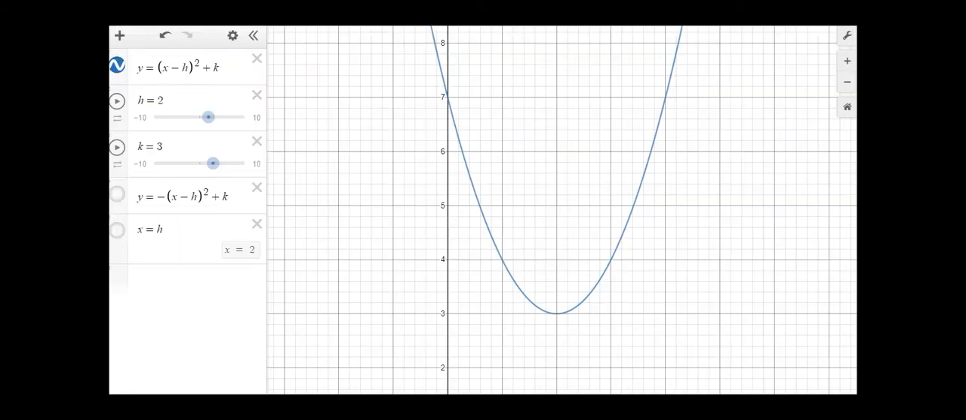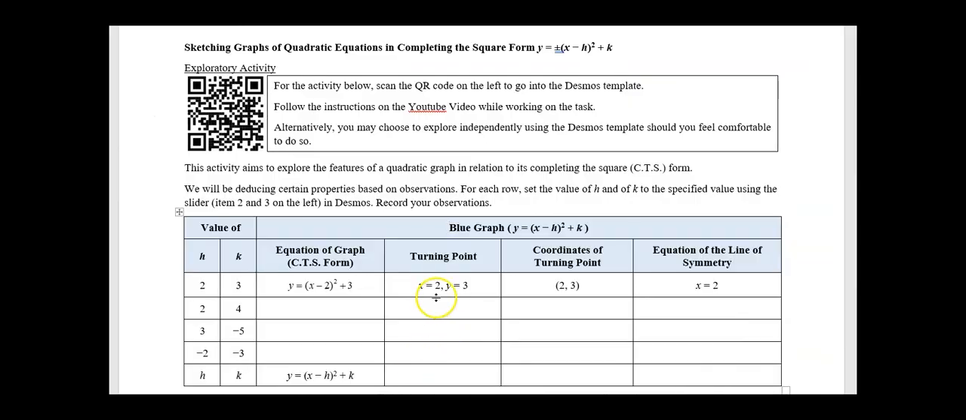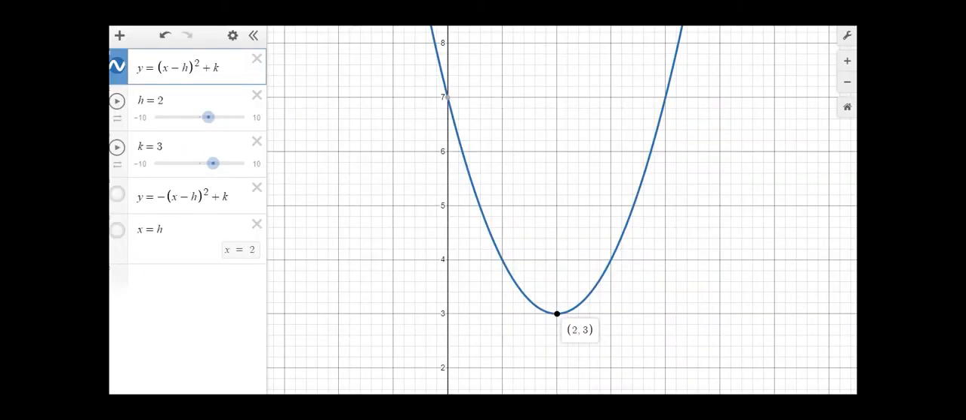So over here I've set h equals 2 and k equals 3, and I'm going to first pick out the turning point, which is a minimum point over here. And Desmos tells me that the x coordinate is 2 and the y coordinate is 3. So therefore in our handout we already filled that in, x equals 2, y equals 3 as a turning point, and the coordinates of the turning point are (2, 3). Okay, and we go back to here.